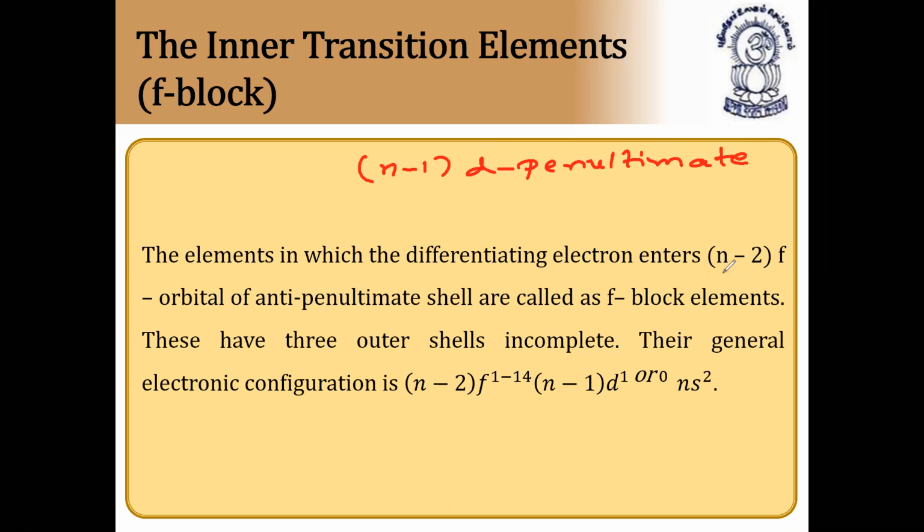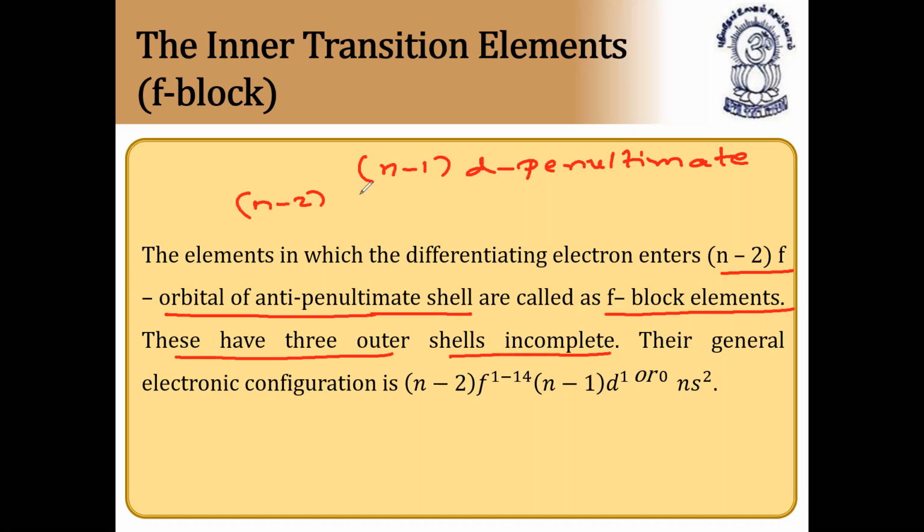Now here, n-2 F orbital of the anti-penultimate shell. The shell before the penultimate shell is called the anti-penultimate shell. So the elements in which the differentiating electron enters into the n-2 F orbital of the anti-penultimate shell are called F block elements. These are placed separately in the periodic table. This we already know. And these have three outer shells incomplete: n-2 F orbital is incomplete, n-1 D orbital is also incomplete, and ns1 or 2 is also incomplete. So totally three orbitals are incomplete.